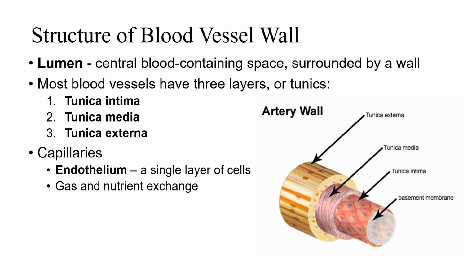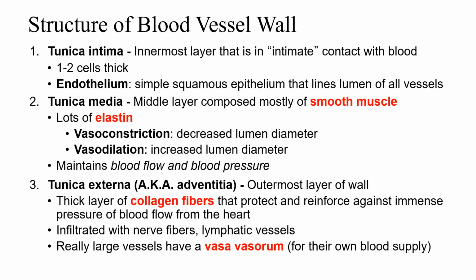The capillaries are much thinner. They're only a single layer of cell thick, and that just allows for diffusion of gas and nutrients to those tissues that are hungry for that stuff. And so this layer is actually composed of an endothelium. But moving on, you have the tunica externa on the outside, the tunica media in the middle, and then the tunica intima is actually in contact with the blood. So innermost layer, intimate contact with the blood. It's 1 or 2 cells thick, and it's an endothelium as well. In this case, a simple squamous epithelium lining that lumen. So simple squamous, so a single layer of these sort of flattened epithelial cells.